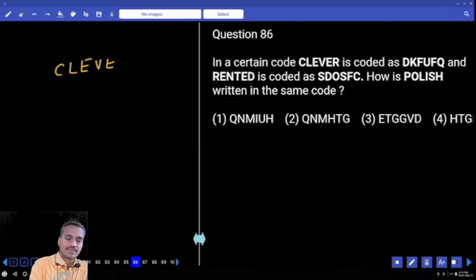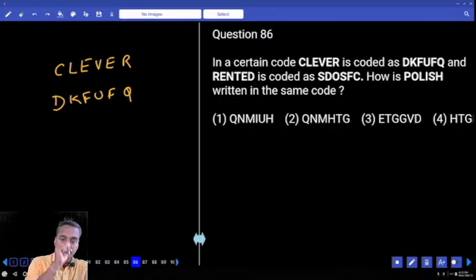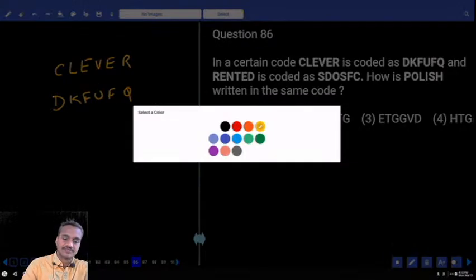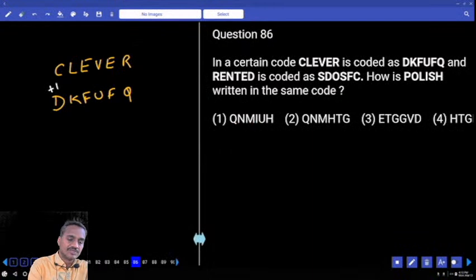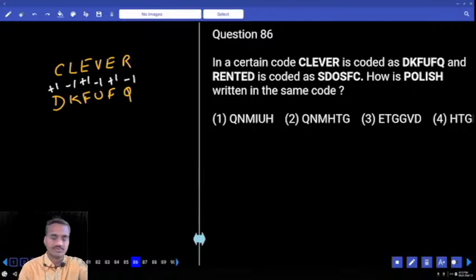CLEVER, clever. Now in this word clever, it is written as DKFU, DKFU, FQ. Then between C and D, tell me what is the difference we have. C plus 1 is D, L minus 1 is K, E plus 1 is F, V minus 1, E plus 1, minus 1. Plus 1, minus 1, plus 1, minus 1.